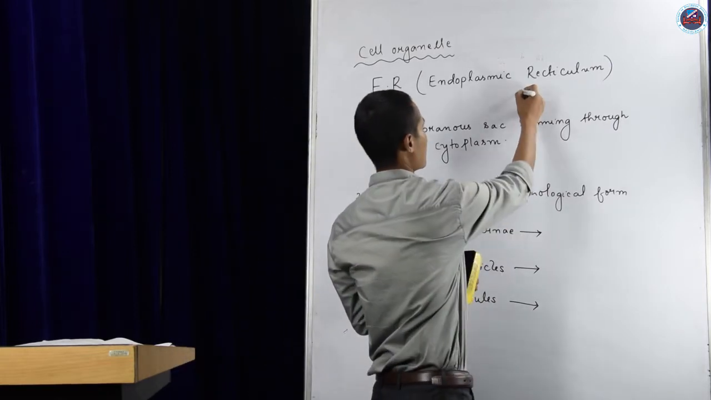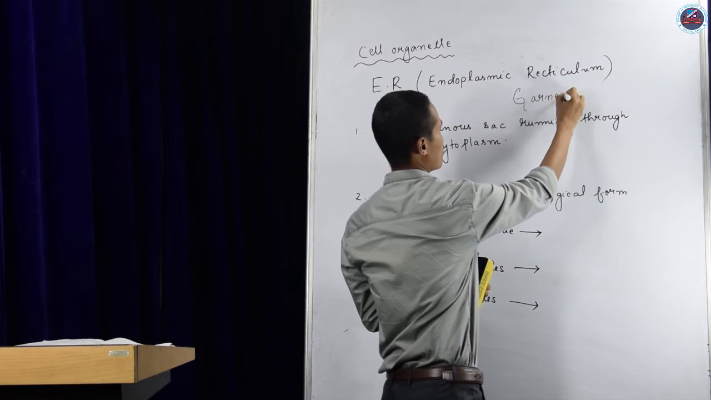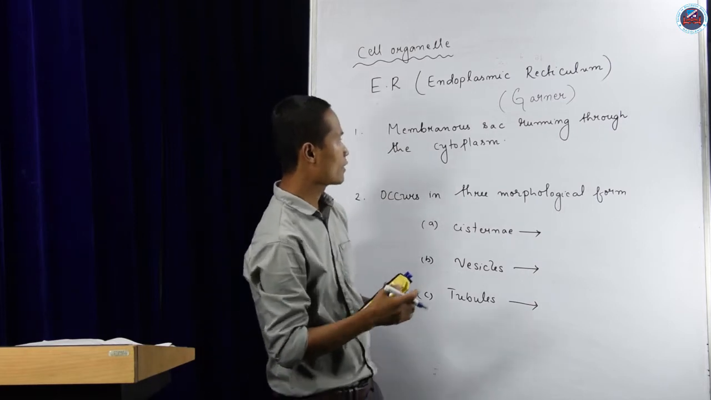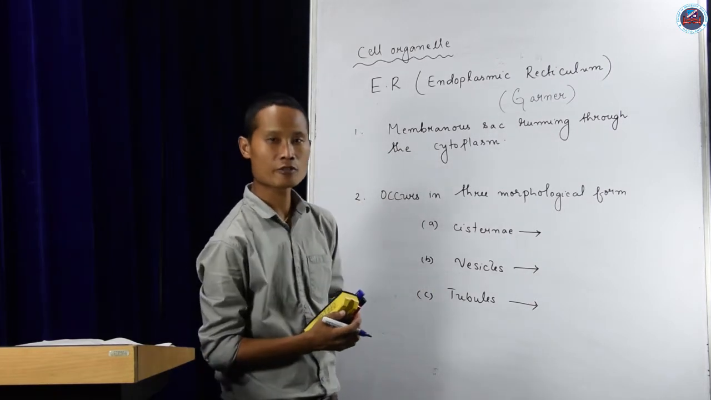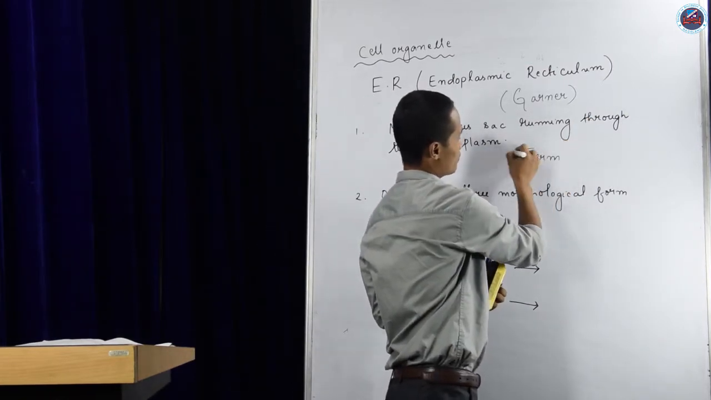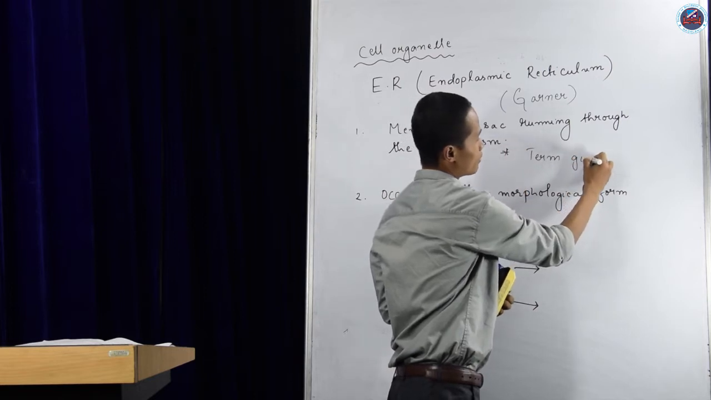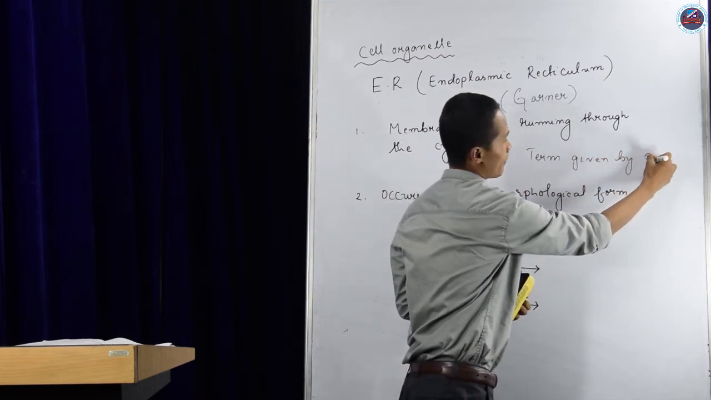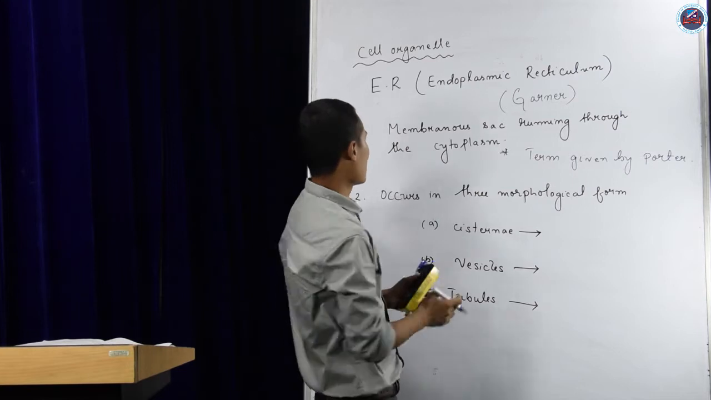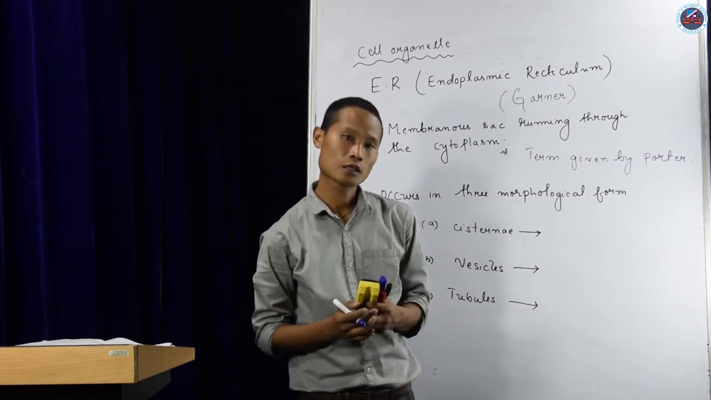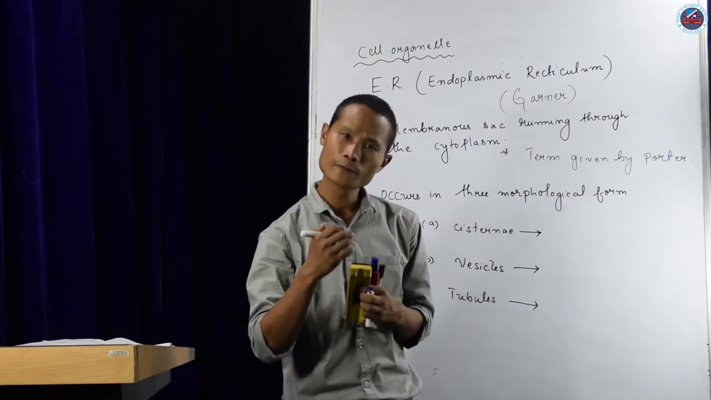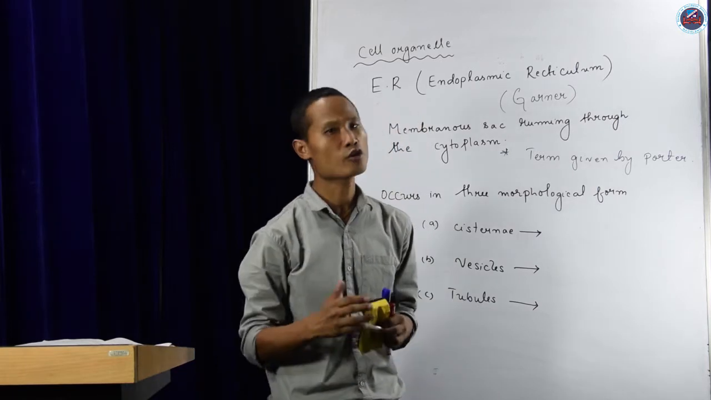Now, it was first observed by Gerner, and later the term endoplasmic reticulum was given by Porter. Now, this endoplasmic reticulum is very useful, and it is involved in various functions as a part of the cell.